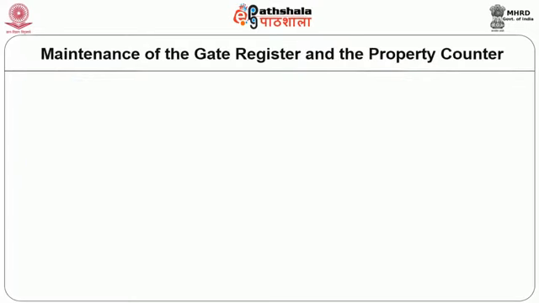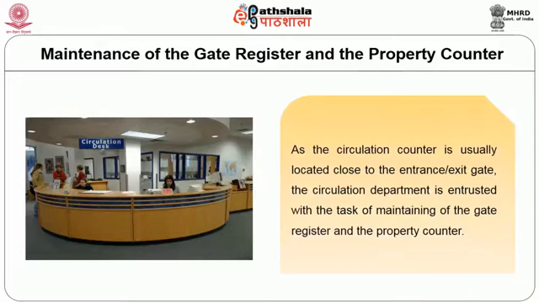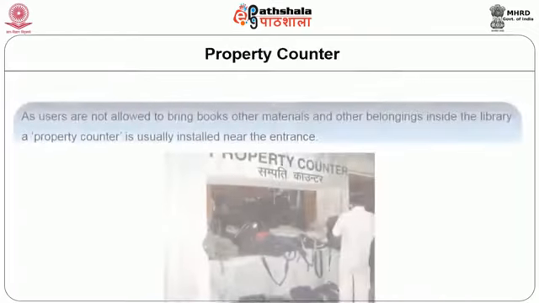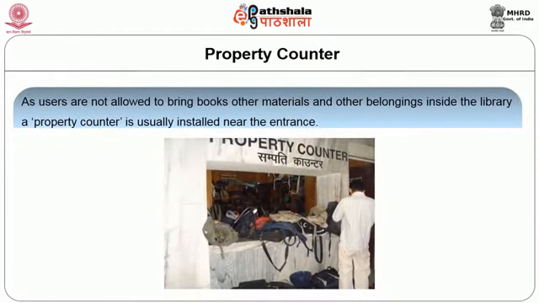The maintenance of gate register and property counter. As circulation is usually located close to the entrance gate or exit gate, the circulation department is entrusted with the task of maintaining the gate register and property counter. Gate register: a record of daily visitors and purpose of visit to the library is maintained in the form of a gate register. Property counter: as users are not allowed to bring books and other belongings inside the library, a property counter is usually installed near the entrance of the library.